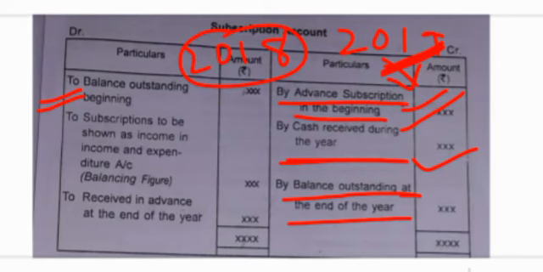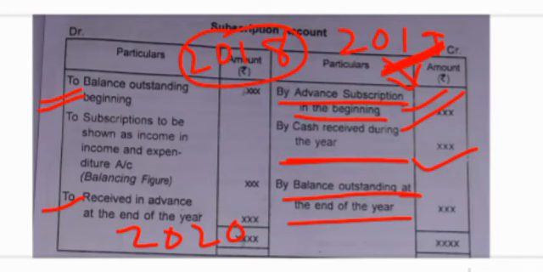Got it? Now subscription received in advance at the end of the year. So received in advance at the end of the year means it will relate to 2020. Okay. That means this amount will relate to 2020. Received in advance. Received in advance for 2020 in 2019. Okay, received in advance at the end of the year.